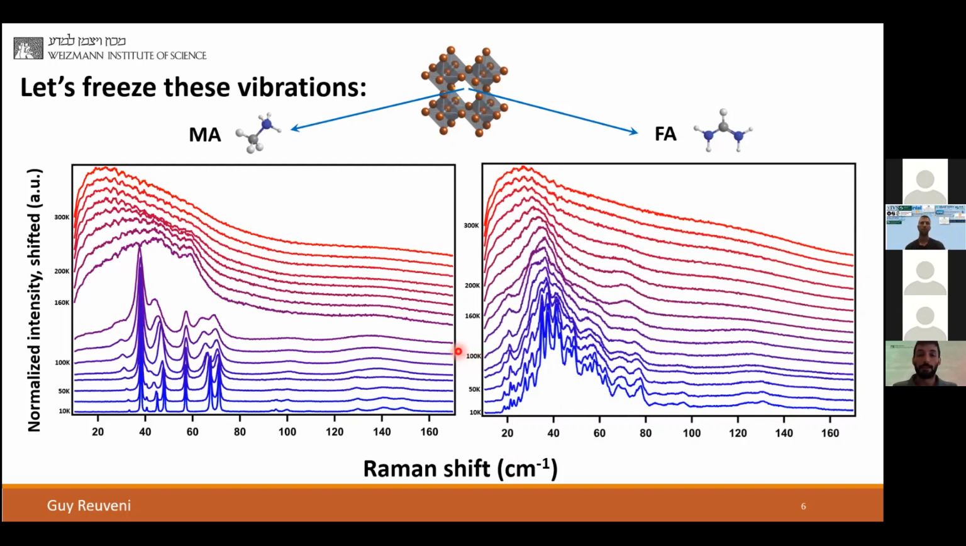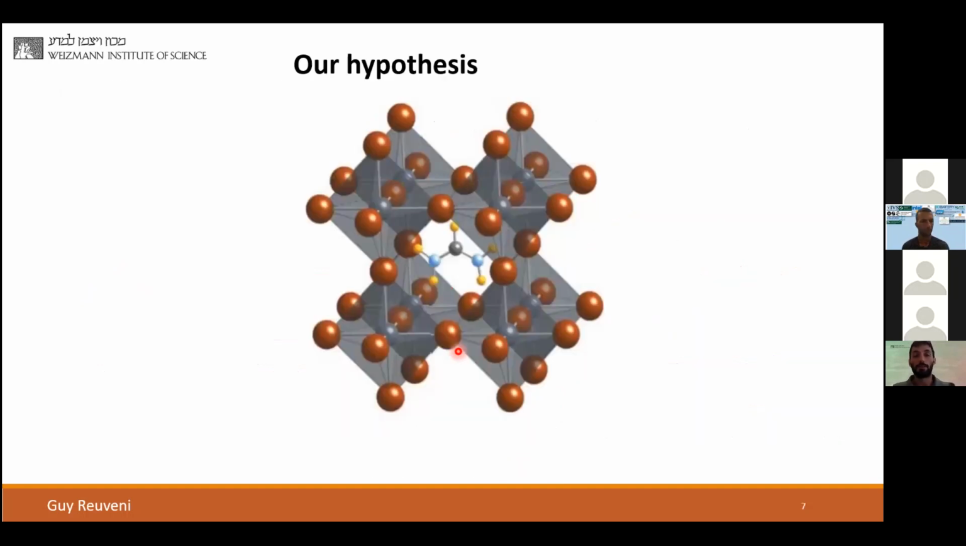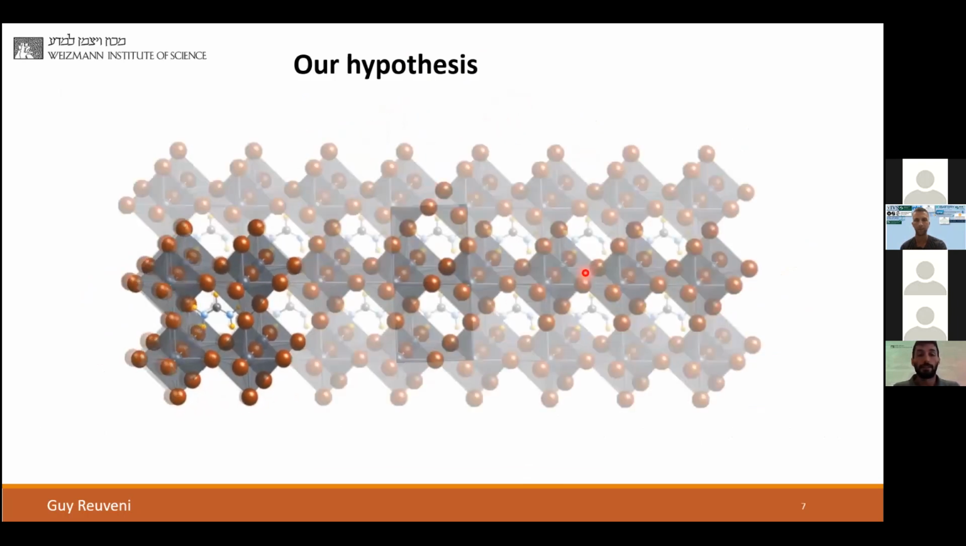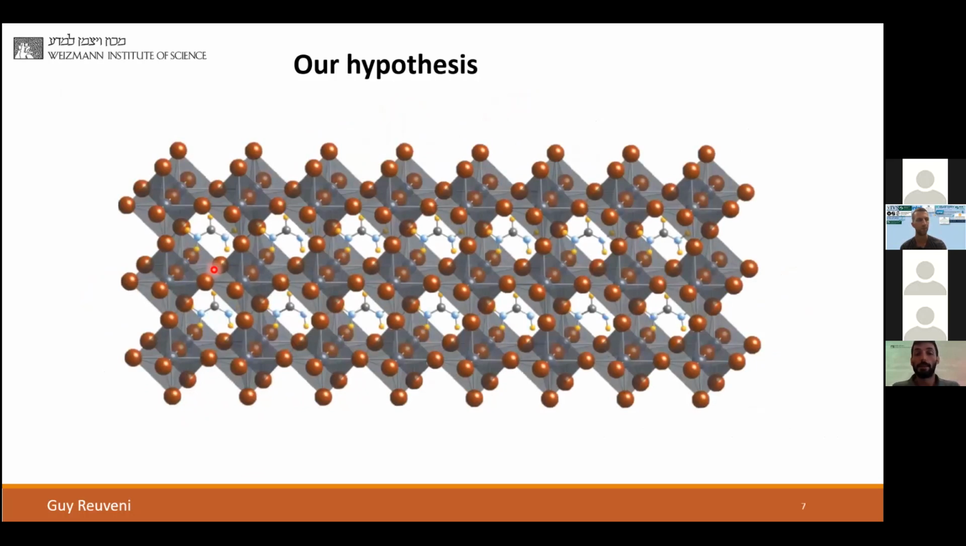And now comes our hypothesis regarding the difference between the two. The hypothesis focuses on the unit cell. This is the unit cell, as I showed before, of the formamidinium lead bromide. The unit cell, by definition, is the repeating unit all over the 3D perovskite, and it should look the same. But this is not what the Raman spectrum is suggesting, because in this case, we would see fewer vibrations, as should be from theory.